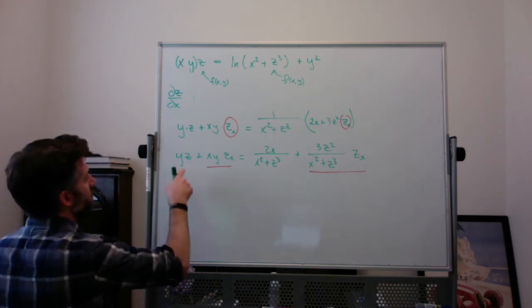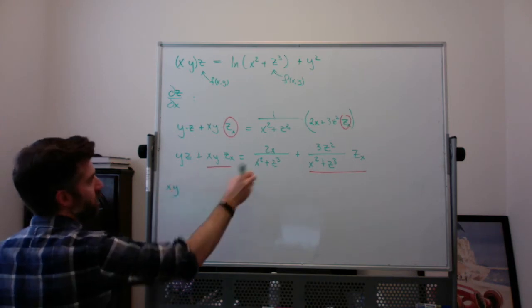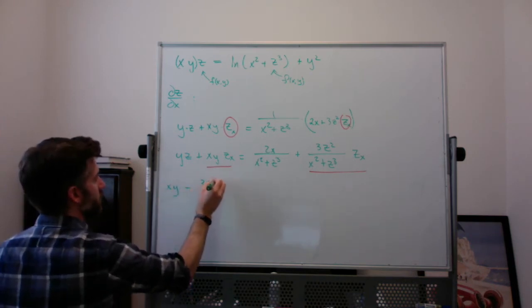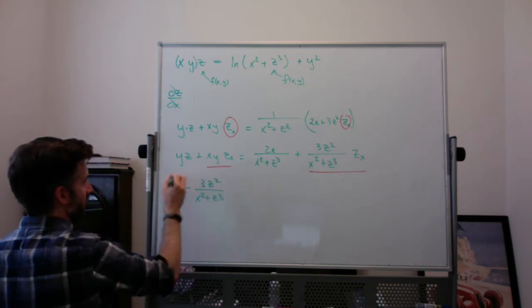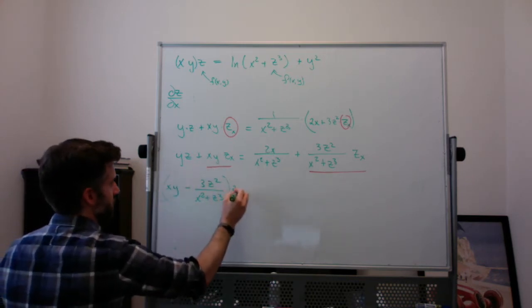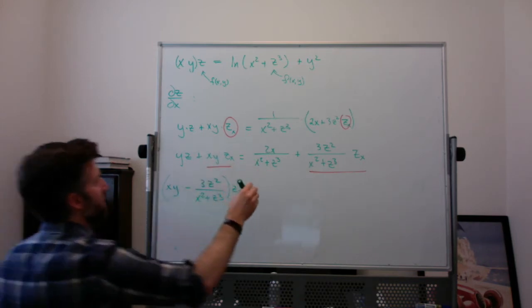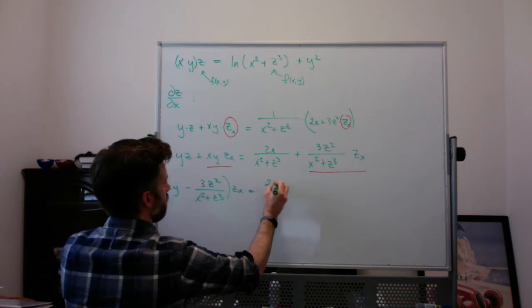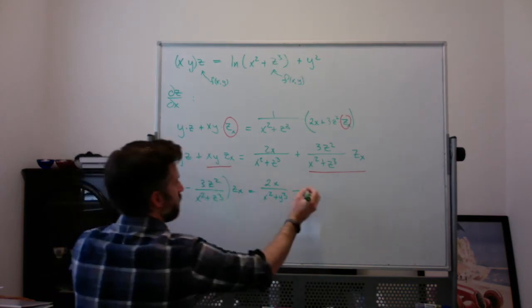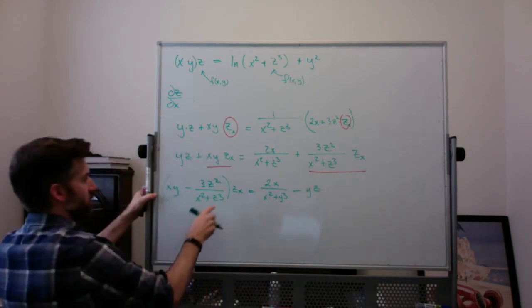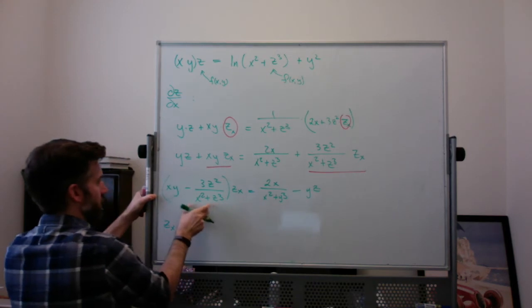So let's see here. So I want this minus that, so I have xy minus 3z squared over x squared plus z cubed. And I'm going to factor out the zx in that same step, right? It would be xyzx minus 3z squared over that times zx. Factor it out. Equal to 2x over x squared plus y cubed minus this yz here. Finally, solve for zx. So zx equals all this divided by all this.